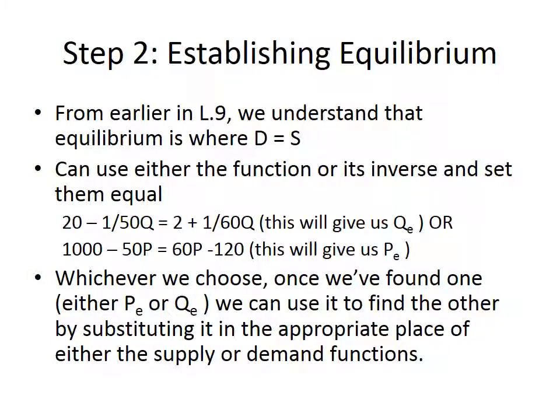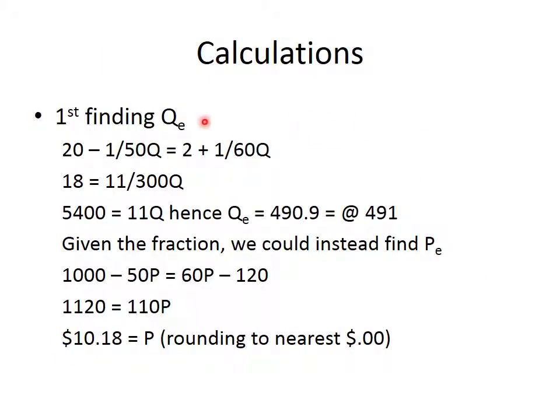All right? Now let's walk through it. First of all, let's find QE. And I do it both ways just to show you how we do this both ways. This is using the functions themselves rather than their inverses. This is going to find the quantity at equilibrium. And again, we can get to it either way. There's all kinds of different ways to do this. So it's really a matter of choice, whichever you find simpler, whichever you find easier.